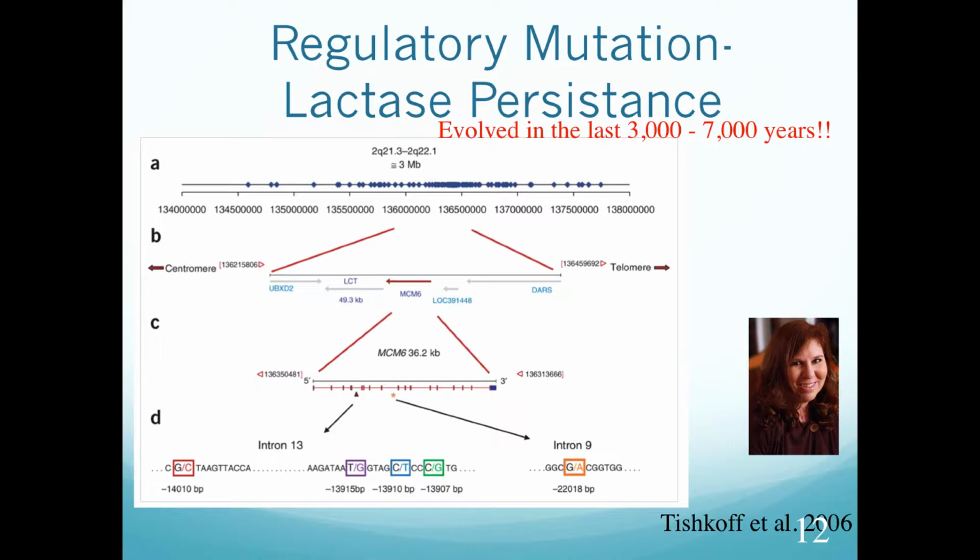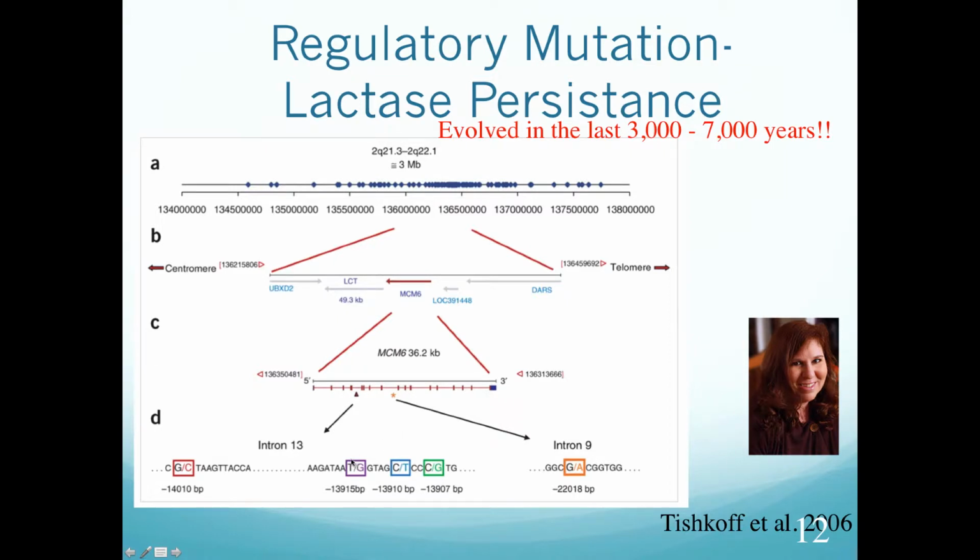What was very cool about Sarah Tishkoff's work is that she showed that there were at least 3 or 4 other mutations that occurred in other regions within the MCM6 gene. And these mutations occurred in different populations within Africa, and all occurred within the last 3,000 to 7,000 years, so about the time that humans were domesticating cows.